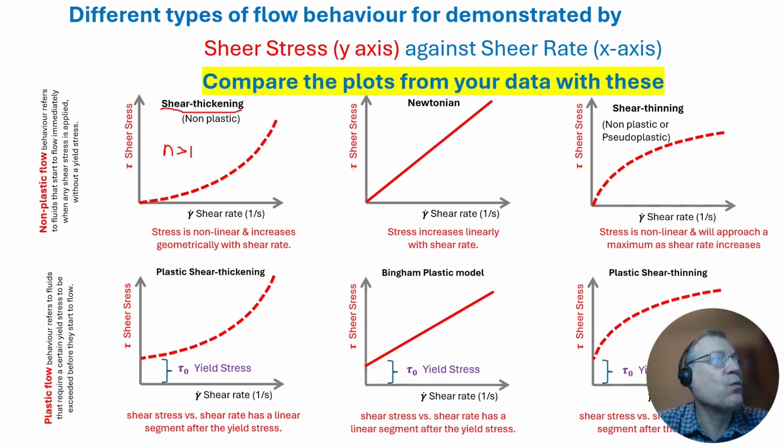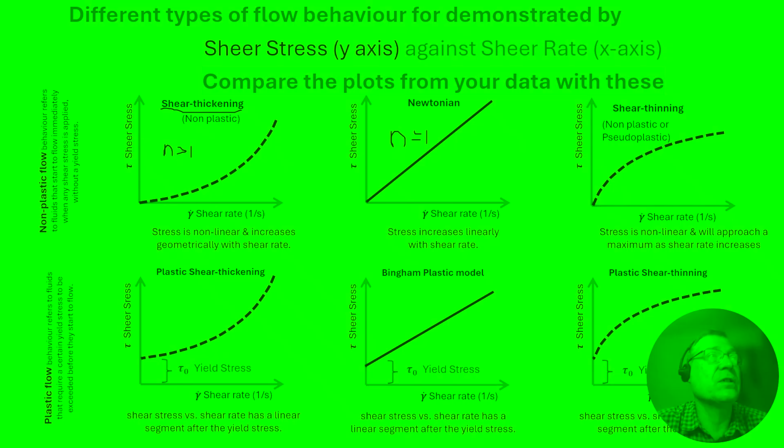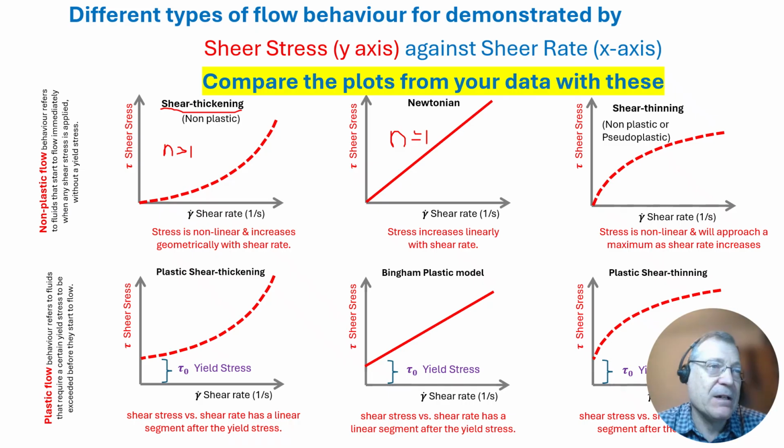Now, if n equals 1, we have a wonderful straight line plot. On the graph it looks like a straight line passing through the origin. Every time you double the shear rate, the shear stress doubles as well. It's known as Newtonian flow. Water and simple oils behave like this. Most creams and ointments don't behave like this, but this case is a useful reference point. It's always useful to think about, does my material behave like water or an oil?